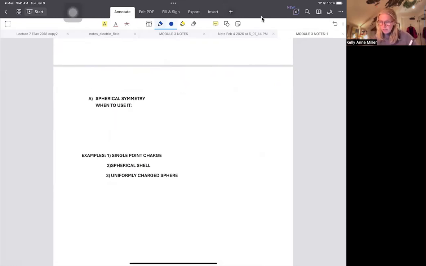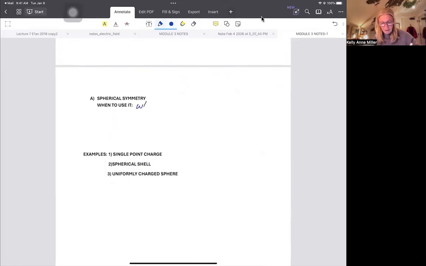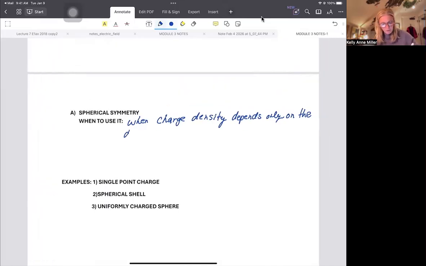Okay, so you use it when the charge density, your distribution of charges, depends only on the distance from some center point. So basically, it has sort of an R dependence.